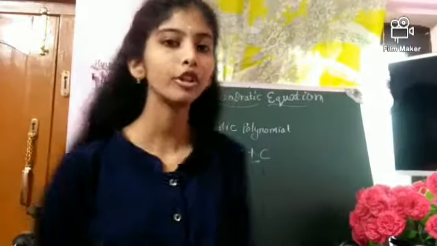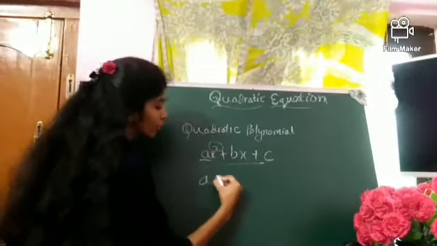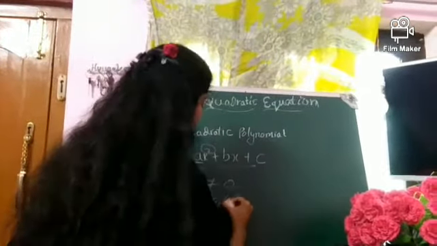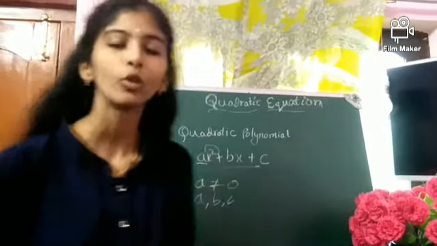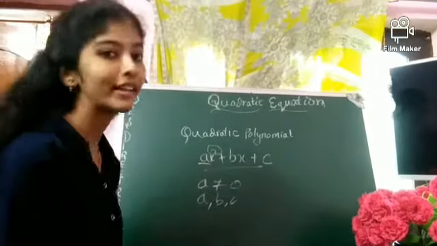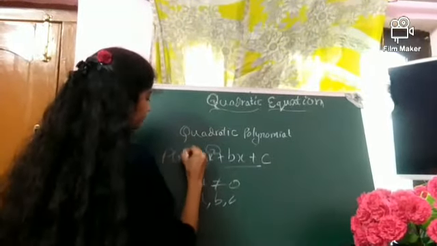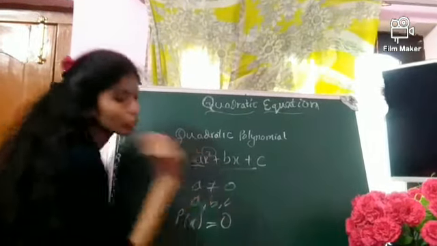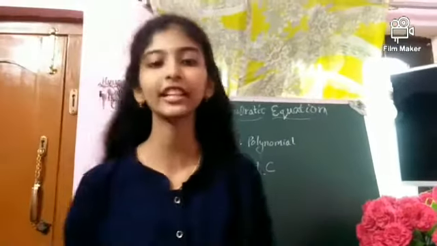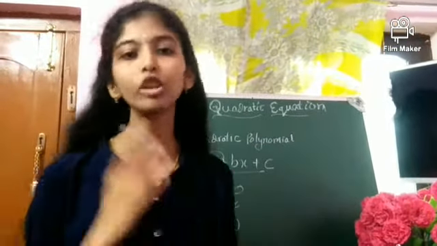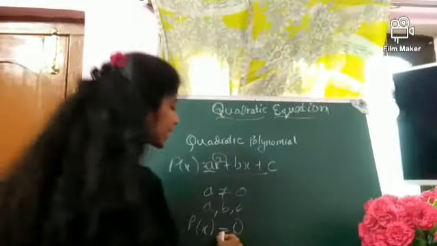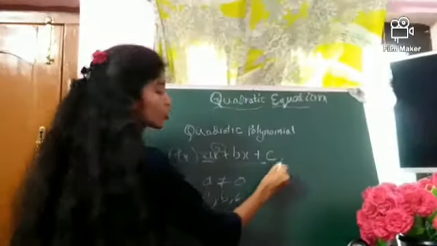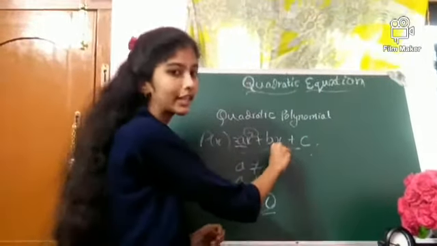A quadratic polynomial tells us that a should not equal 0, and a, b, c should be real numbers. Then what is a quadratic equation? A quadratic equation is nothing but p(x) equals 0. Then it is said to be a quadratic equation. The difference between a quadratic polynomial and a quadratic equation is this equals 0. If it equals 0, then it is a quadratic equation. If it does not equal 0, then it is a quadratic polynomial.